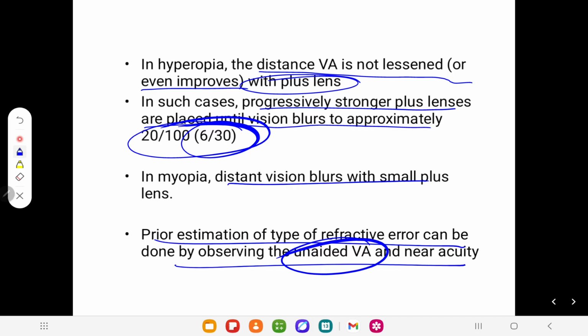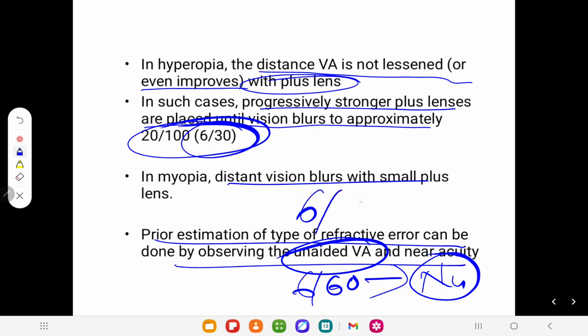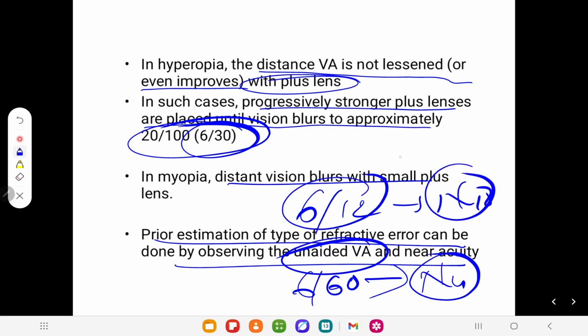So let's take an example. Distance visual acuity is 6/60 and near visual acuity is N4. Isn't it myopic? Now let's take distance visual acuity 6/12 and near visual acuity N18. Isn't it hyperopic, moderate to severe hyperopic? So sometimes we can prior estimate the refractive error, a gross estimation, but not always.